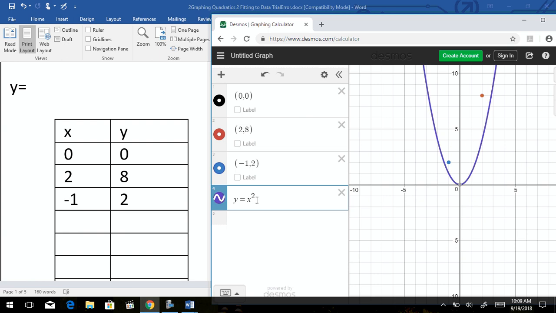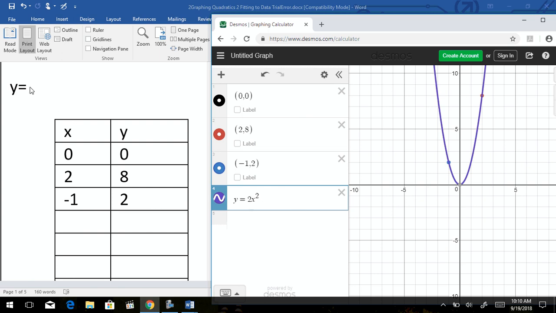In addition to adding the number on here, I could multiply here. What if I put a 3 here? That makes everything 3 times as steep, but notice it started at 0 and it stayed at 0, so I didn't lose this point. But it looks like 3 is a little bit too much, so I'm going to put in a 2. Now with y equals 2 times x squared, I have a parabola that goes through the 3 points, 0, 0, 2, 8, and negative 1, 2.